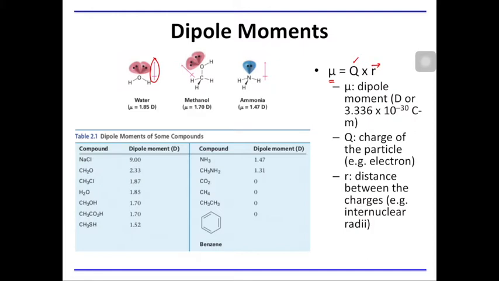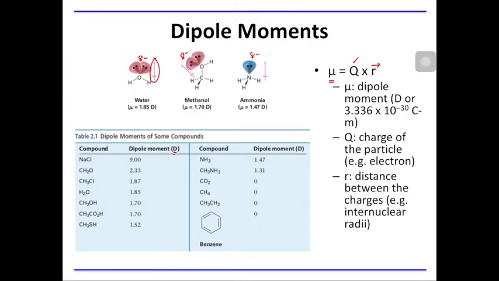So in the case of water, the region of high electron density is this one. This one is partially negative. So the dipole moment points to this arrow. In the case of methanol, this one is the region of high electron density. And for nitrogen, this one is a region of high electron density. Dipole moment has a unit called Debye.